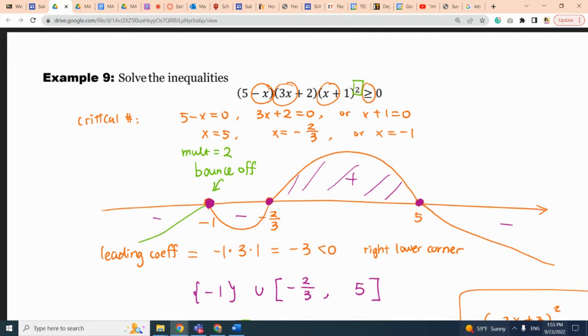And that is why, since we're looking for greater than or equal to 0, the positive side, we also need to include a single point. So we put braces, a set of the number -1, union this piece: bracket -2/3 and 5. If you want to indicate a single point, you use this notation, braces around a single number.